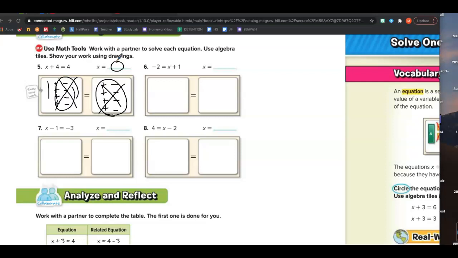What do you mean the 1? That's an x. That line is an x.